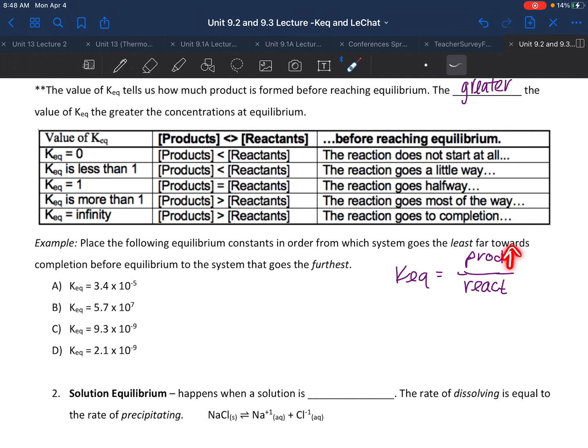A very large KEQ is because you have a large product. If you have a really small number, that's because your reactants are really big and your product's not, right? If you divide by a big number, this should be small.